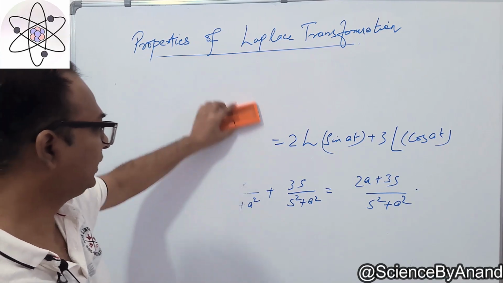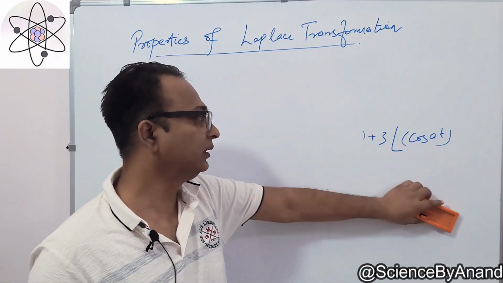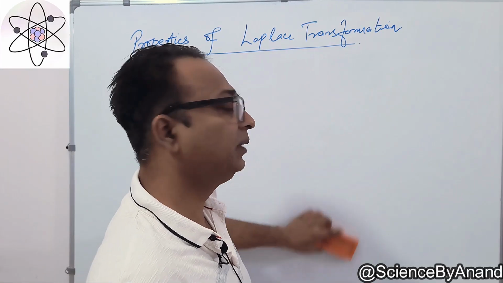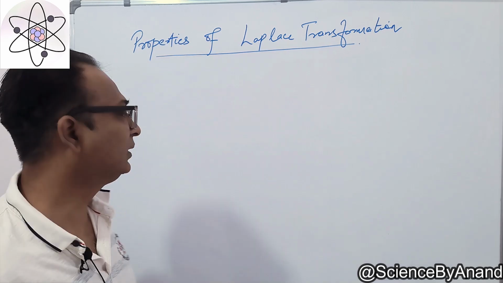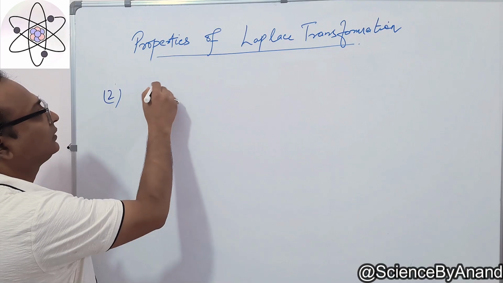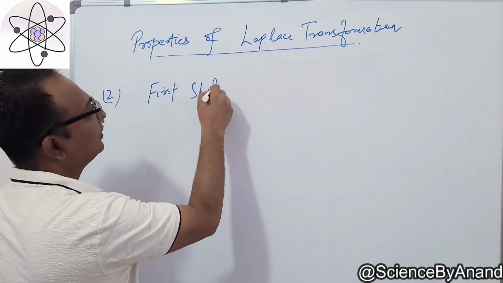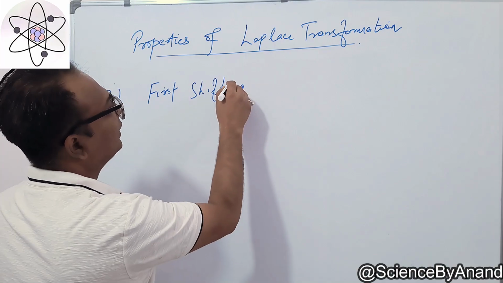The second property is called the first shifting property. It is when we multiply a function by e to the power at. So I'm writing here first shifting property.